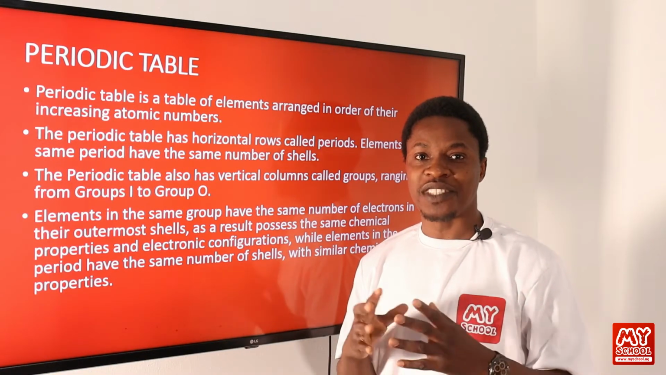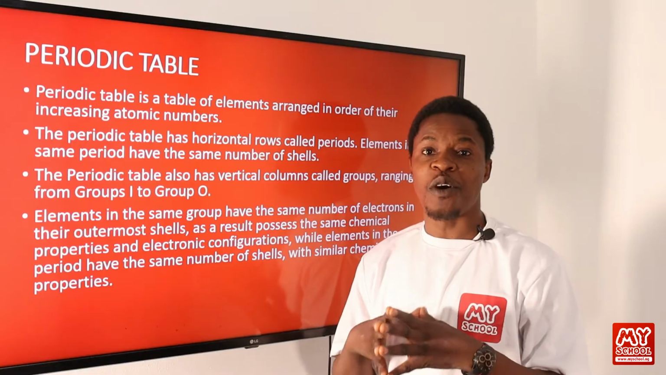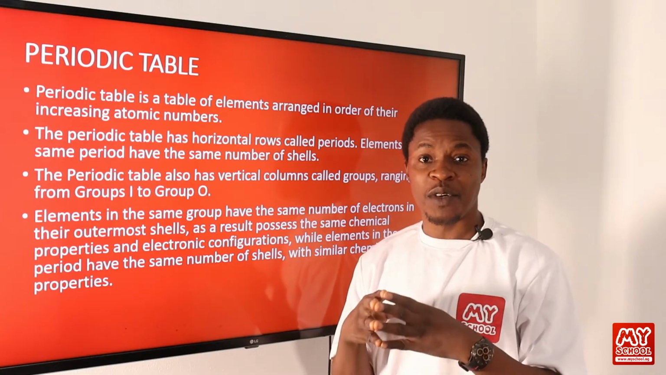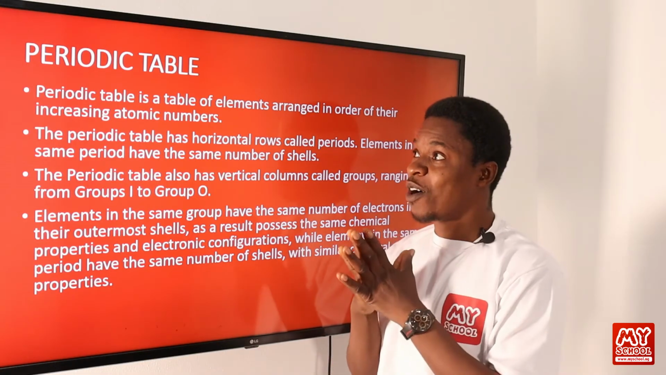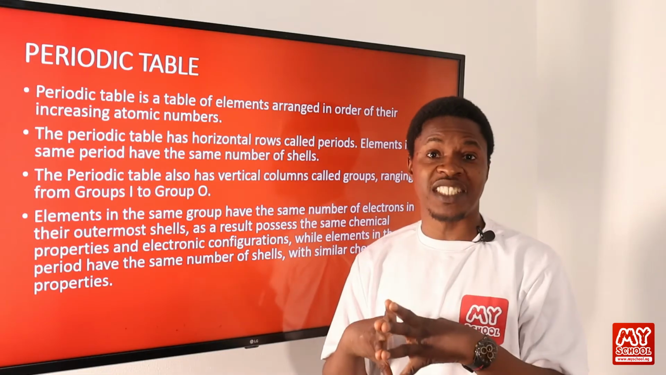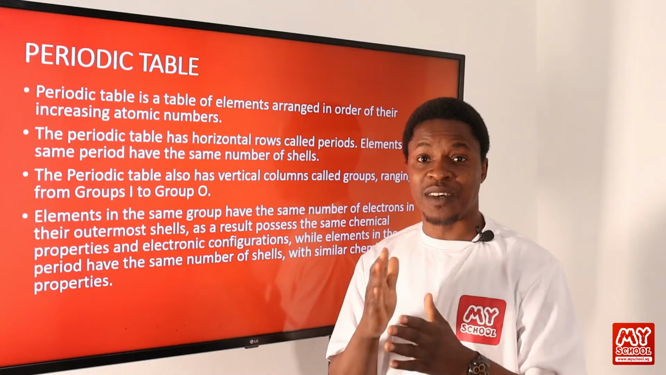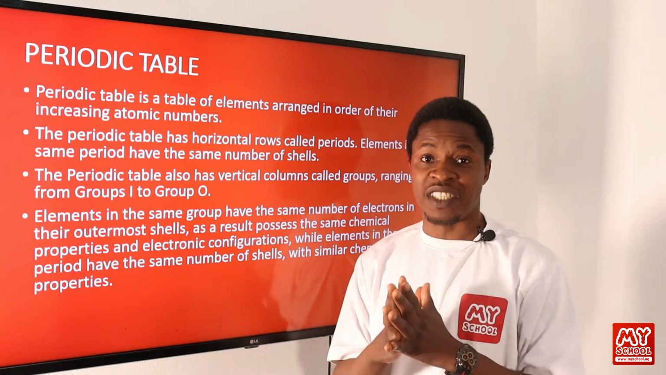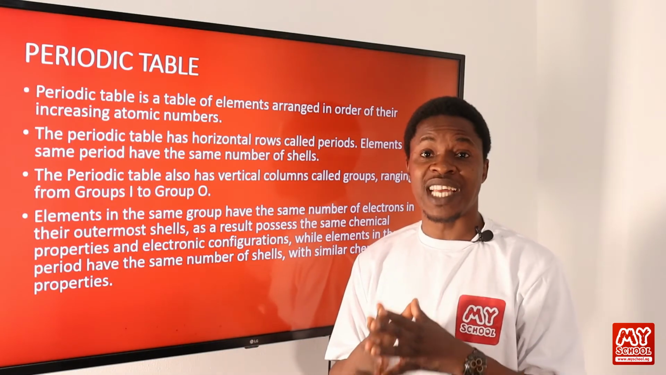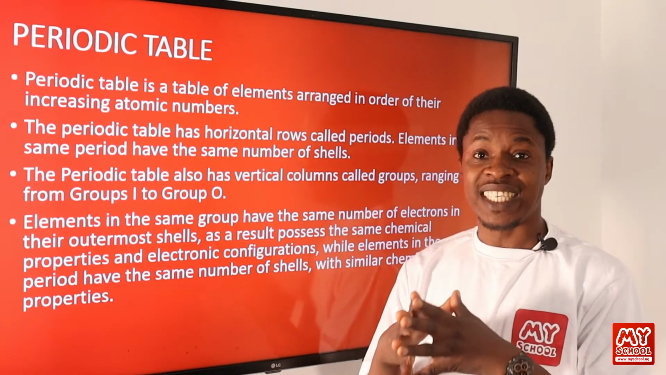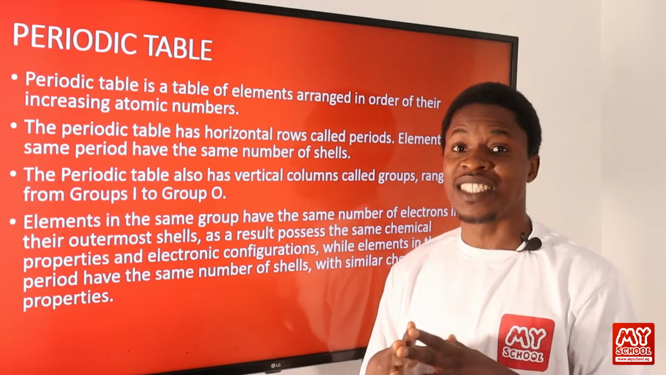Like I said earlier, today we'll be looking at part 2 of atomic structure, and chemical bonding also. Underneath that, we'll be looking at what the periodic table is. We'll be looking at the physical trend of the properties of the periodic table, and the different types of chemical bonding that exist among compounds. Now, let's get down to it.